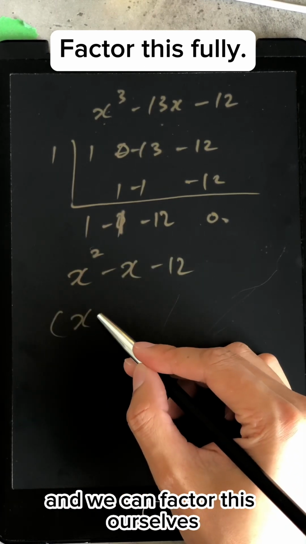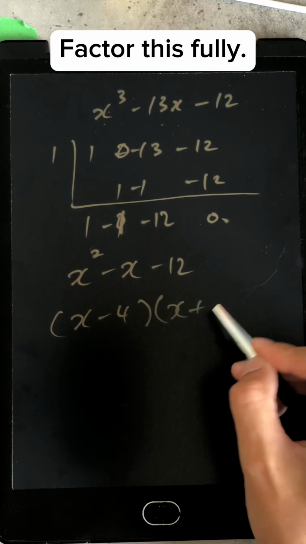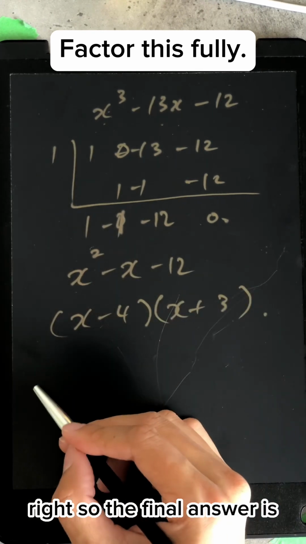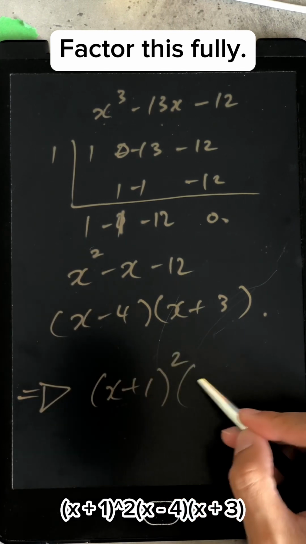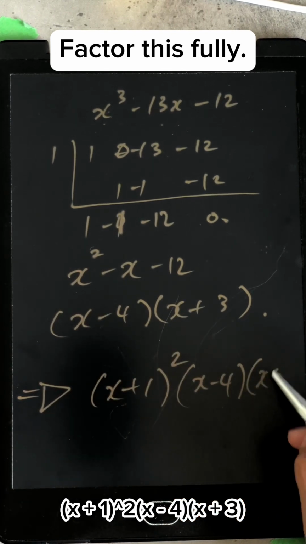this ourselves, right? So the final answer is x plus 1 squared times x minus 4 times x plus 3.